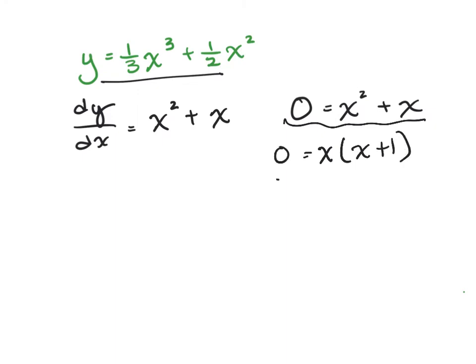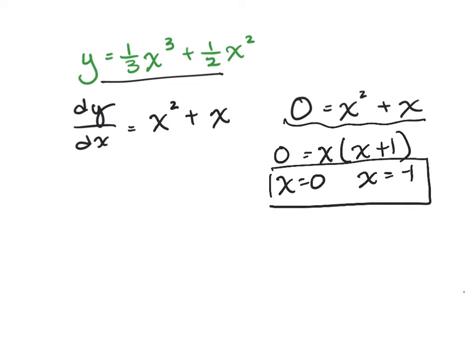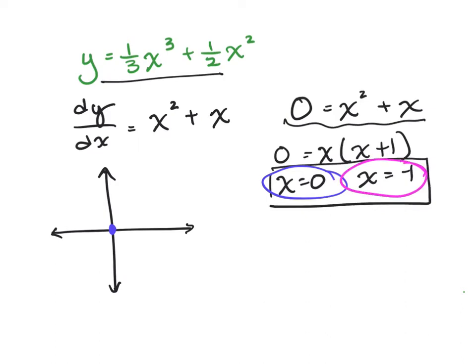And my solutions here would be x is 0 and x is equal to negative 1. So these are the two zeros for my derivative. So let's sketch what we know about the derivative right now. We know that at x equals 0, it is equal to 0, and we know that at x equals negative 1, it is also equal to 0.